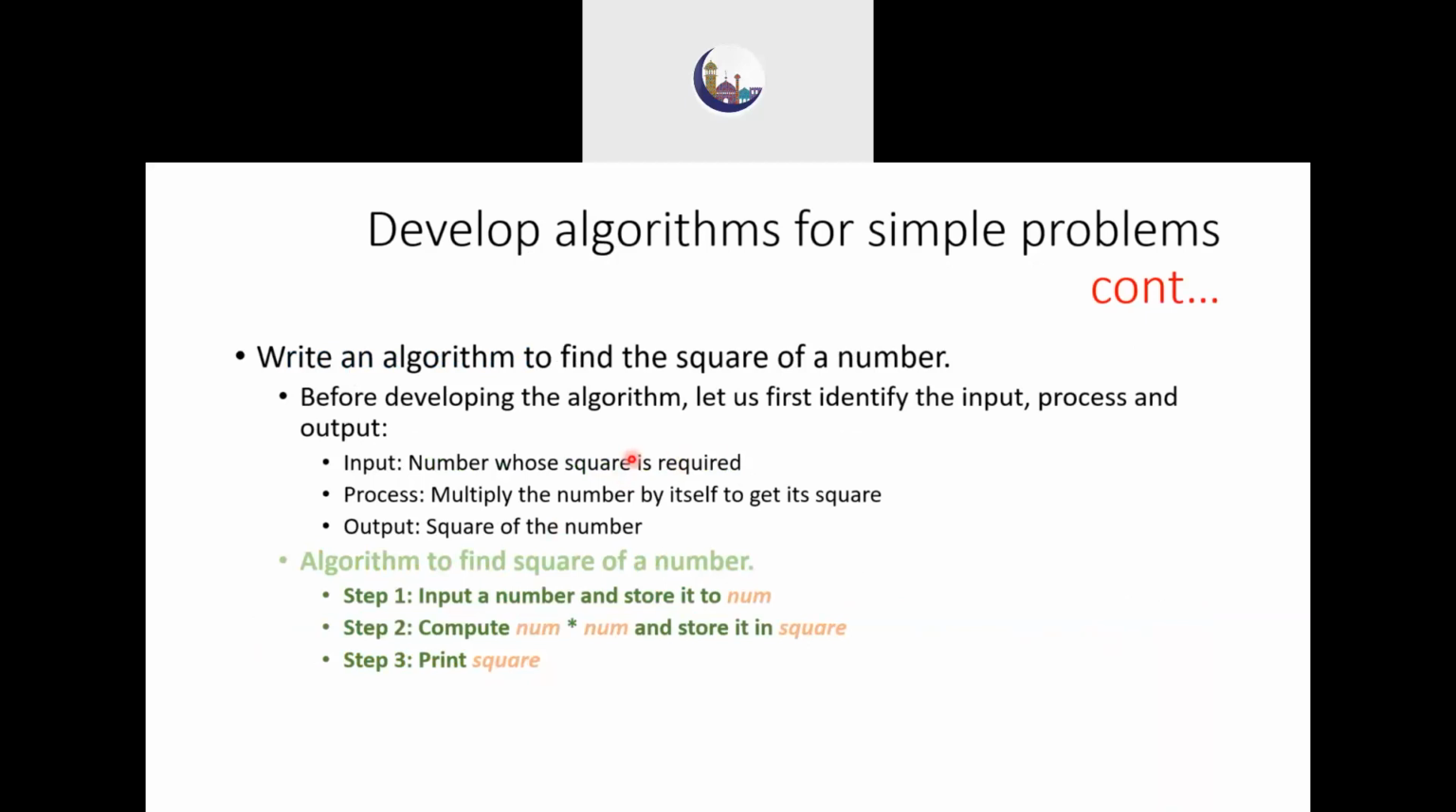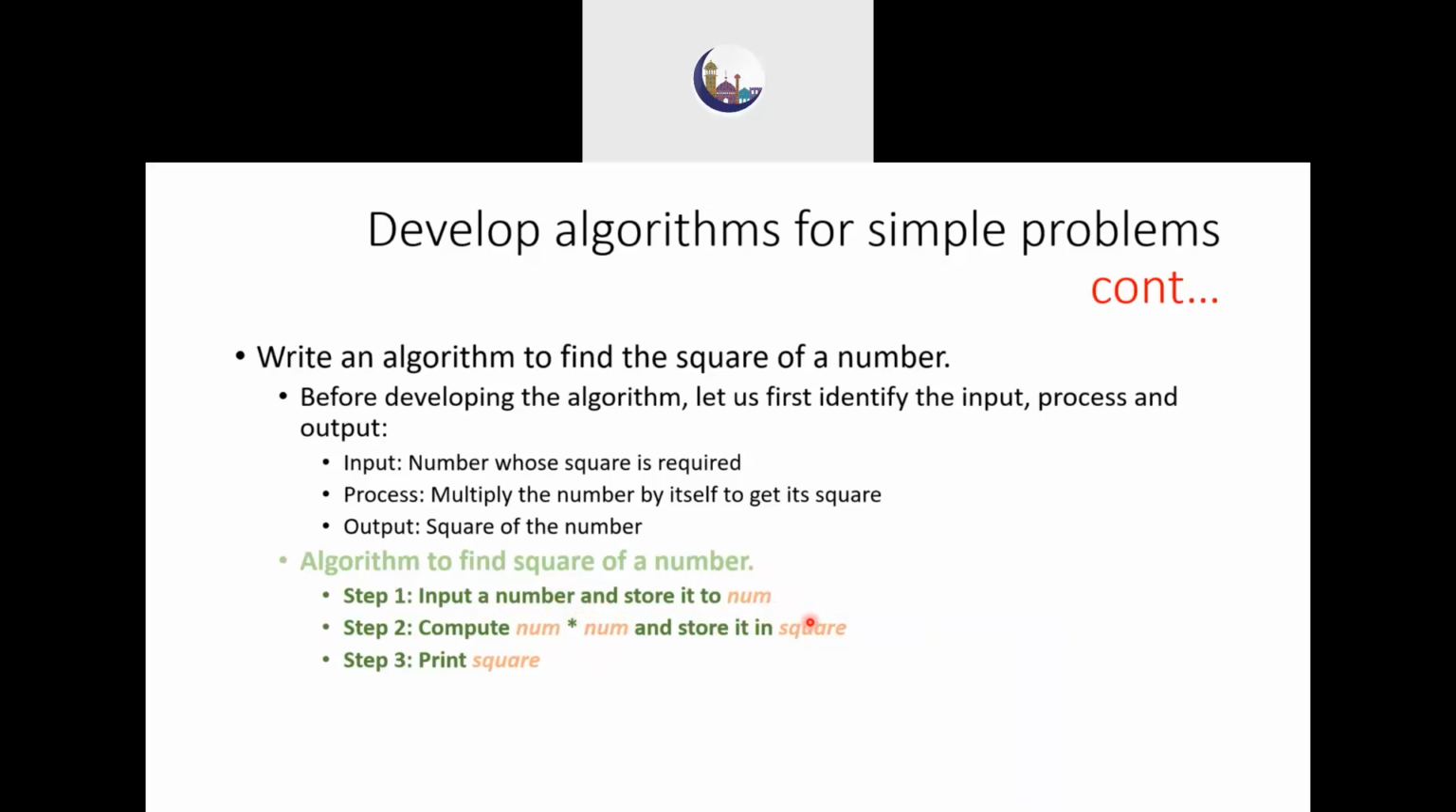So here is one simple example of what an algorithm looks like. For example, to calculate the square of a given number, step one is: take a number as input and store it into a variable called num. And then in step two, you will compute num, which contains whatever number you have read here, multiplied by itself, and then store the result back into another variable called square.